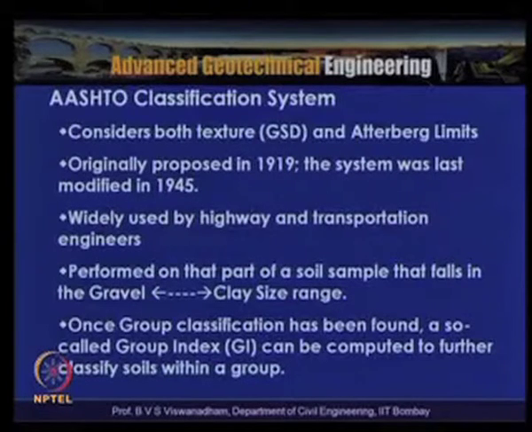Once the group classification has been found, here a group classification is arrived at based on properties from the grain size distribution data and Atterberg limits data. The reference index used in this particular classification system is named the group index, indicated as GI, and this is used to further classify the soils. If you have a high value of the group index, that indicates the particular soil has inferior characteristics.